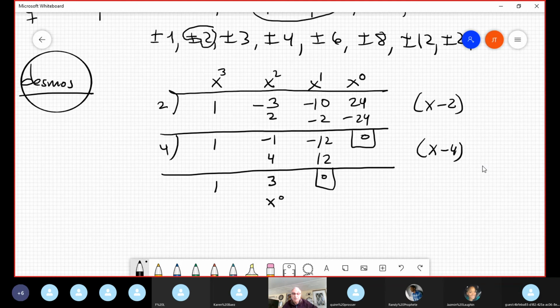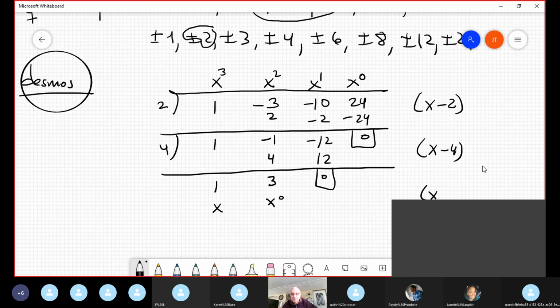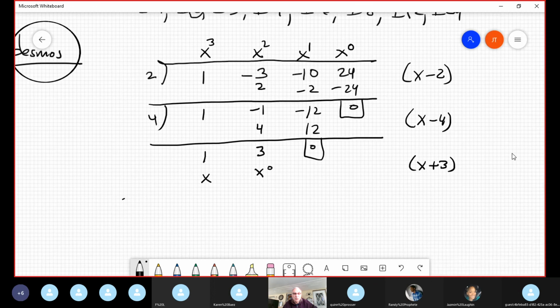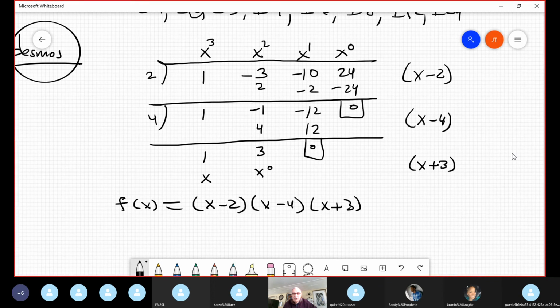This is x minus 2. It's a factor. Why is it not important? Because it's a multiplication. This is x plus 3. Okay. What is the conclusion? The conclusion is f of x is equal to x minus 2, x minus 4, and x plus 3. Does it matter if I change the order, x plus 3, x minus 4, x minus 2? Is it a different answer or the same answer? Matter or doesn't matter?